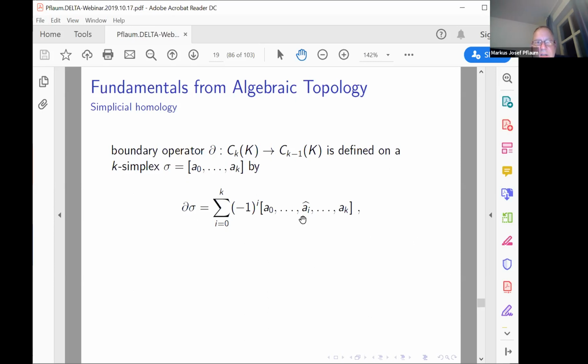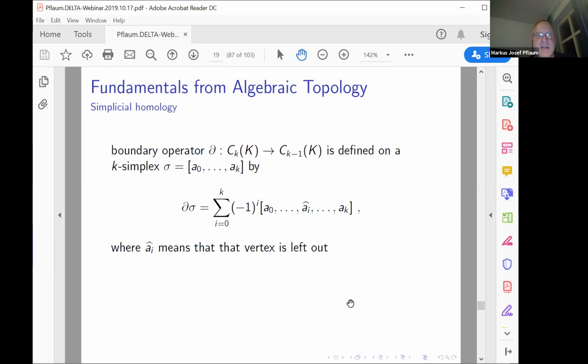Yeah, that's this formula. So this hat here just means leave that one vertex out and the rest leave it as it is. And that's, by the way, why this notation with these square brackets is pretty useful. You immediately see what you get here is a k minus 1 simplex. And well, you just run your i from 0 to k and sum it up with a sign in front, and that's your boundary.